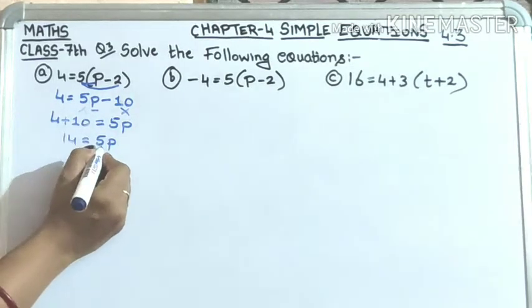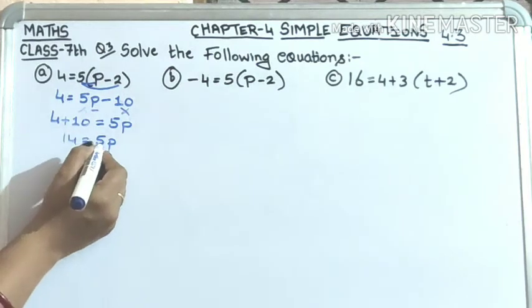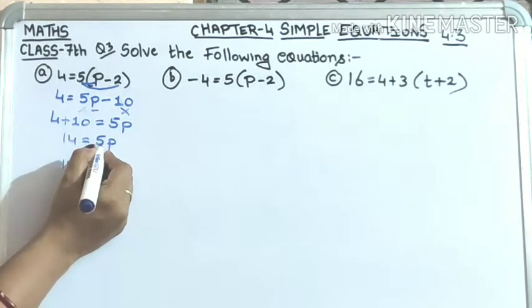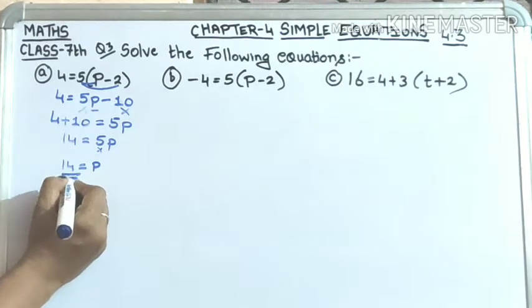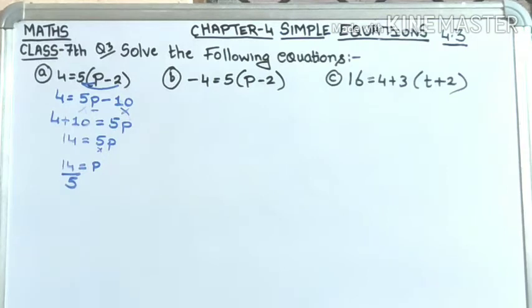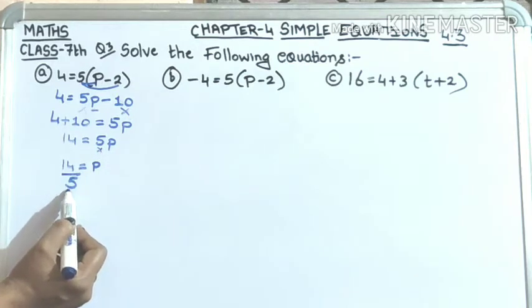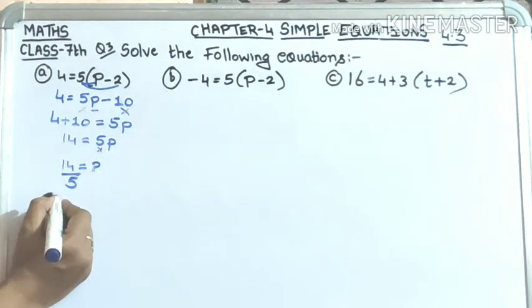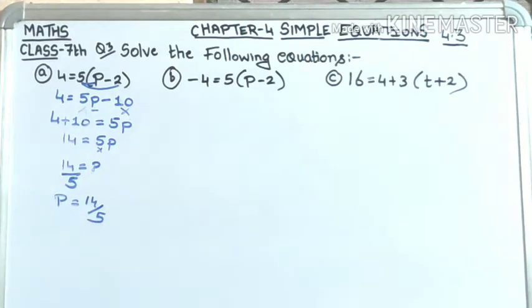Clear? Now we have to remove this 5 because we have to find the value of p. This 5 is given in multiplication form, so when it is transposed, it will be divided. It will come down, it will be written in the denominator. So it will be 14 upon 5. So here we got the answer. We can write it as p equal to 14 upon 5. So this is the answer for A1.